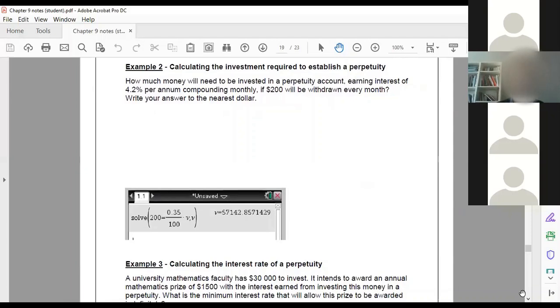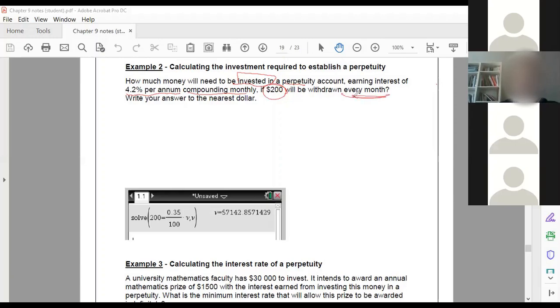Example 2. Now we're going to do it using the calculator, a different way of doing it on the calculator. Example 2 says: how much money will need to be invested? So this time we want to know how much we're going to invest in a perpetuity. Now remember, perpetuity means it stays the same, so what you invest stays the same, earning interest of 4.2% per annum compounding monthly if we're receiving $200 every month.